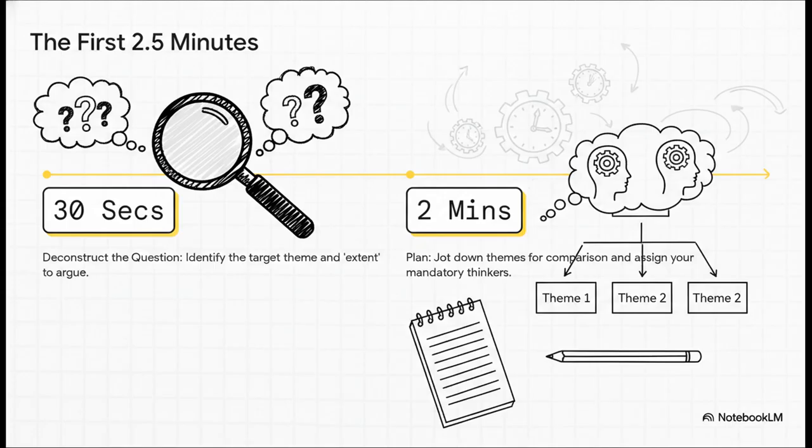Seriously, take 30 seconds, just 30 seconds, to really break down the question. What's the theme? What's my stance going to be? Then take a full 2 minutes to plan. Jot down your themes, match them with your thinkers. It might feel like you're losing time, but I promise, this little bit of planning is what stops you from rambling and going off track later.